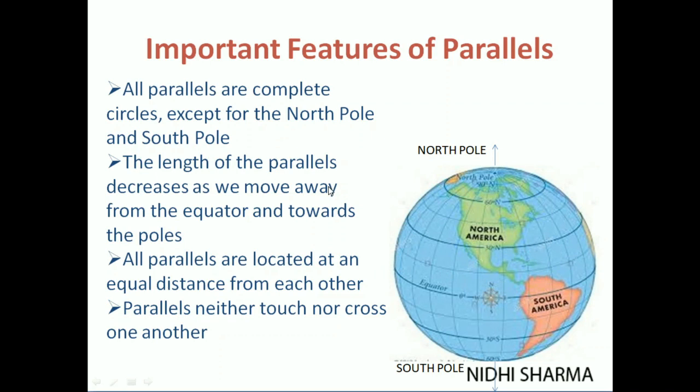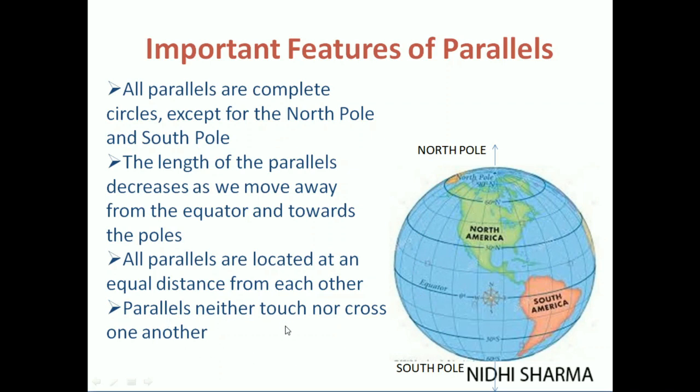The length of the parallel decreases as we move away from the equator. So as we move away from the equator, the length keeps on decreasing. You can see here the length is decreasing. All parallels are located at equal distance from each other, and you can also see that these parallels are located at an equal distance. The distance between each parallel is equal.